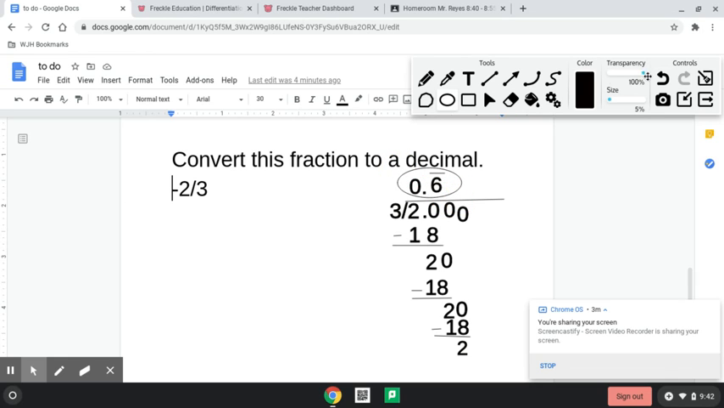But wait, before I circle that, don't forget that negative. And what I should have done is I should have just written a -0 right at the start, so that I didn't forget. You can learn from my mistake. Okay, hope that helps.